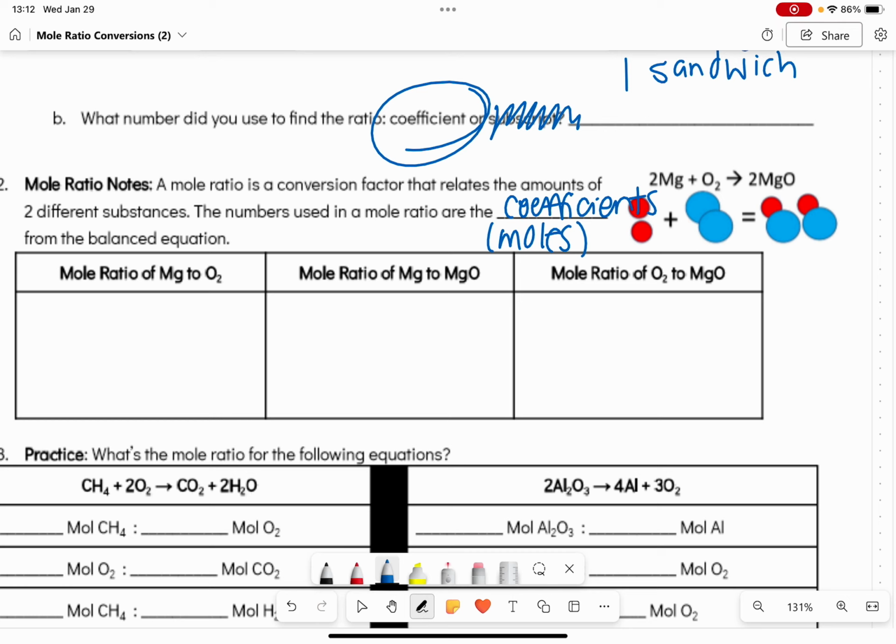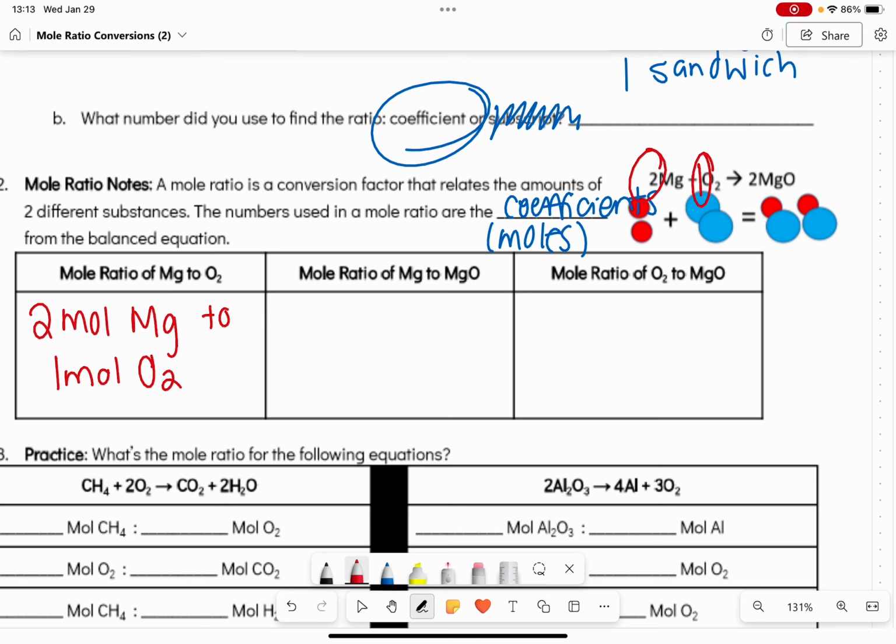So if I was trying to write the mole ratio of Mg to O2 from the equation in the picture to the right, the coefficient on Mg is 2. So I would start by writing 2 moles Mg, and then there's no number in front of O2. We know when there's no number, our number we use is 1. So our coefficient on O2 would be 1. That's going to be the number that we use in our mole ratio. So 2 mole Mg to 1 mole O2.